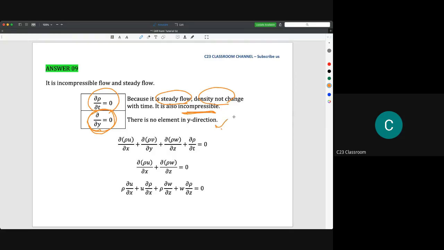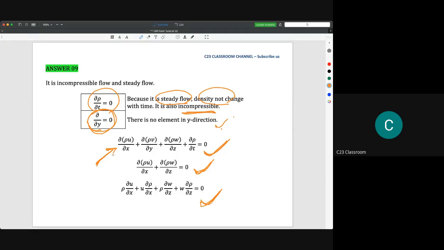Okay. And then we could simplify our continuity equation like this one. So this is our continuity equation. We could simplify it into this one. And then we could expand the terms to become this one. So here, it might be a little bit different because we have del rho u over dx and so on and so forth.